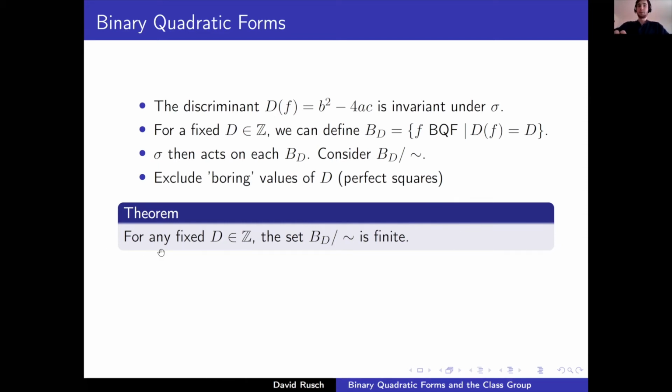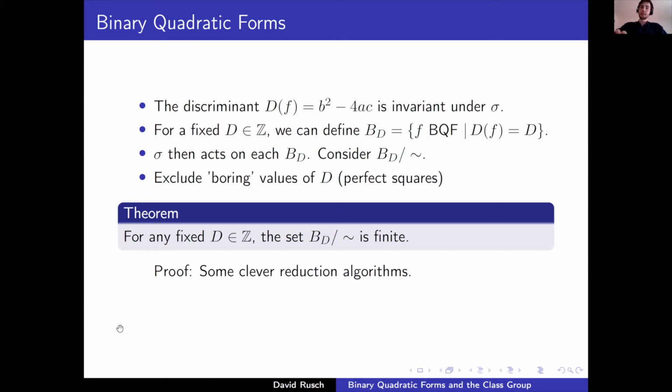Okay, so how do we prove that theorem? We want to show there's only a finite number of equivalence classes. So what we can do is we can just define a finite set of representatives such that each form can be reduced to one of these representatives. So we just construct some clever reduction algorithms and show that the algorithms terminate, and the set they terminate in is finite.